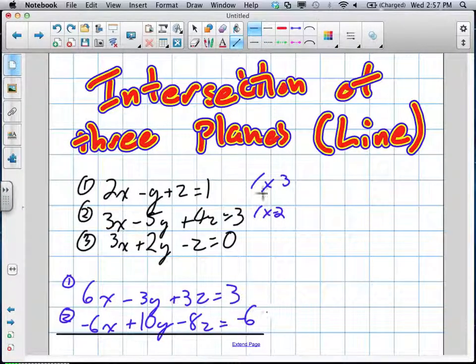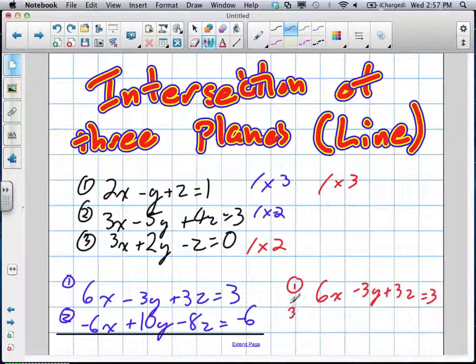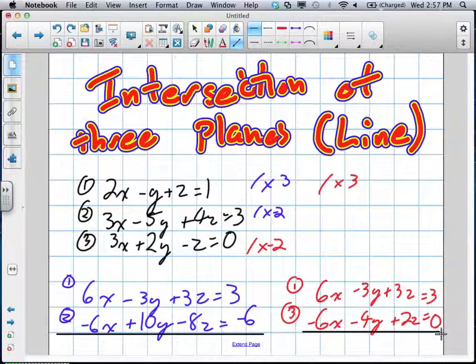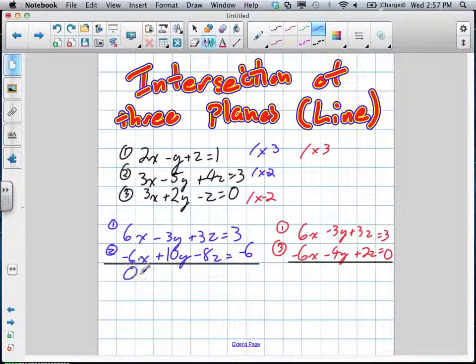Before I finish that, I have to do the same idea with equations 1 and 3. And it turns out they're using the same numbers. We're again going to multiply this one by 3 and this one by 2. Equation 1 by 3 we already know is 6x minus 3y plus 3z equals 3. And our equation 3 in this case will give us, sorry, I'm going to make it negative again, negative 6x minus 4y plus 2z is equal to 0. From there, we're going to find our 2 new equations. When we add these out, we're going to get 0x plus 7y plus 5z is equal to negative 3, and 0x negative 7y plus 5z is equal to 3.